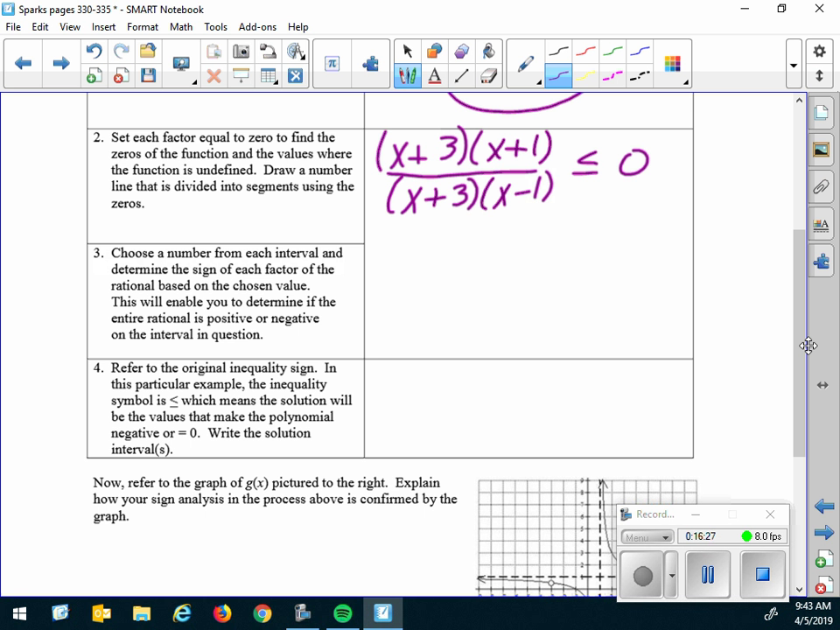Set each of those factors equal to 0 to find the zeros of the function and the values where the function is undefined. My zeros come from what part of the function? Right, the numerator. And my undefined comes from the denominator. So, what x values would I have? What x value makes this 0? Done.